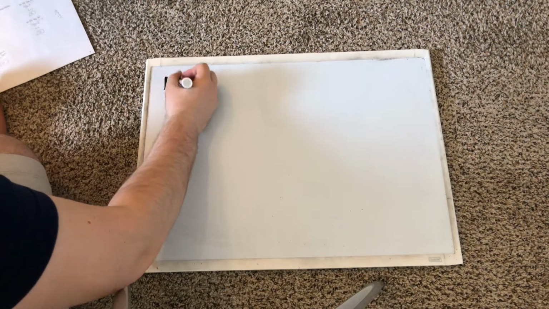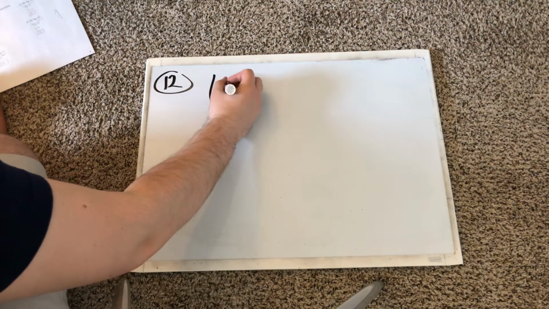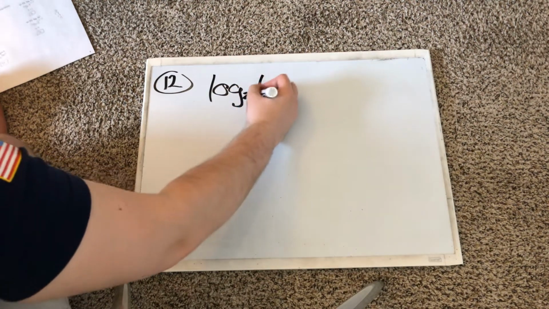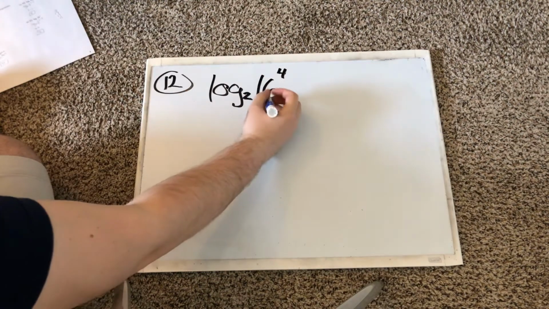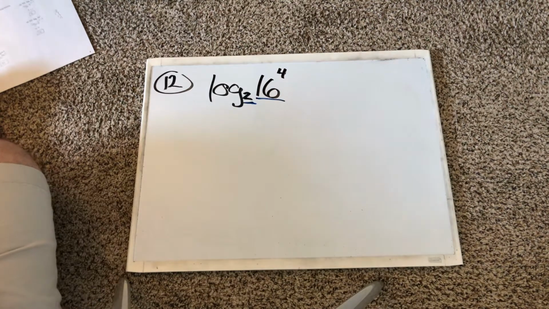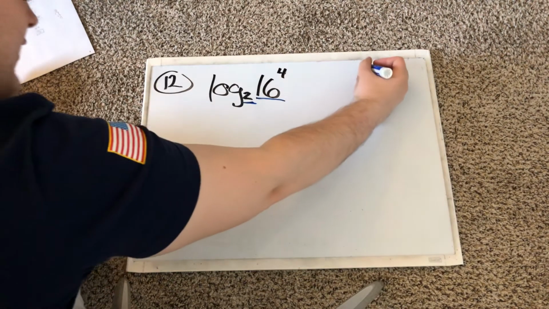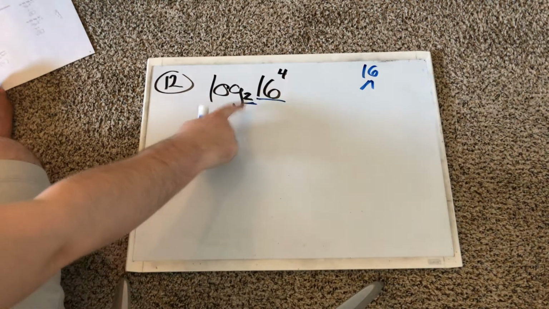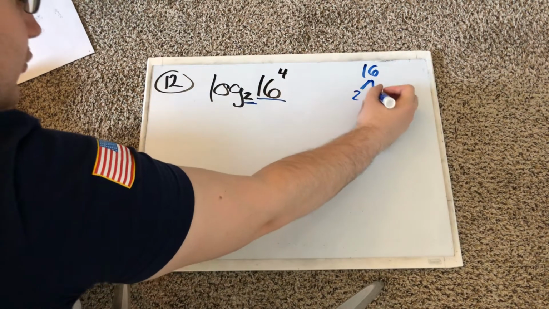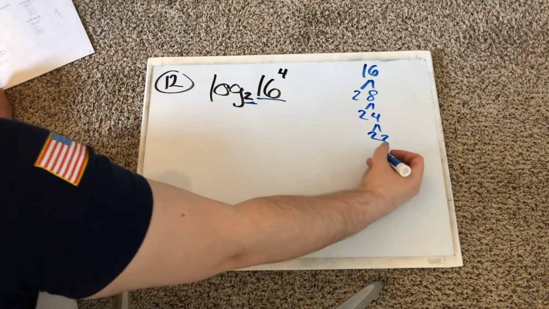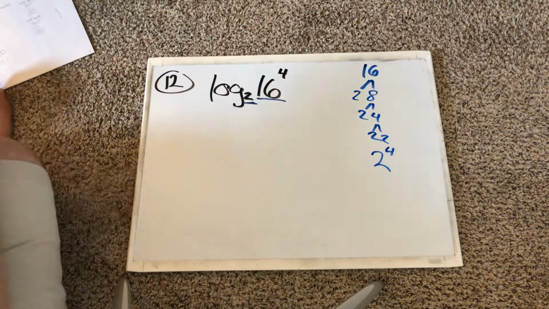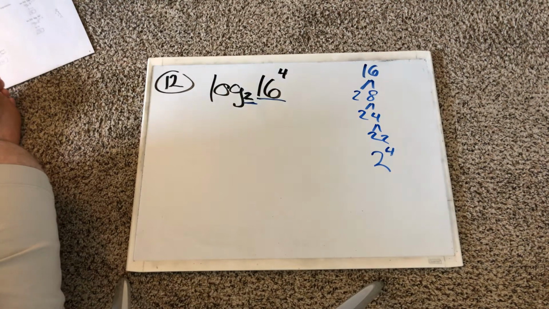Number 12, I have log base 2 of 16 raised to the 4th power. Okay, well, we look and see first, is my big number and the base the same? No. So I have to go over and break that down and see if I can get it in 2s. So 2 and 8, 2 and 4, 2 and 2, 1, 2, 3, 4. So 16 I can rewrite as 2 to the 4th power because there's 4 2s.